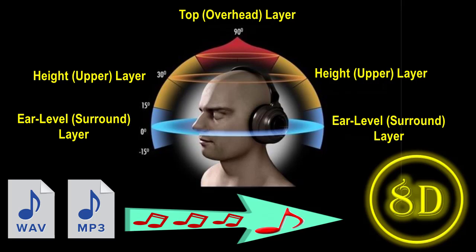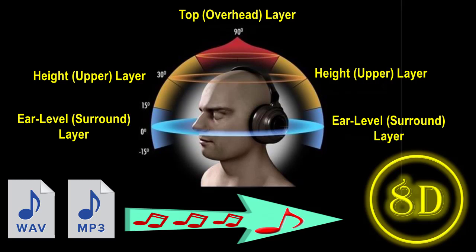8D audio is an effect that you can apply to your songs to make it sound like the audio is moving in circles around your head. This is achieved by adding an automated panning effect, alternating from left to right. To maximize your listening pleasure, a reverb effect is also added to make it seem like the audio is coming from a live concert.